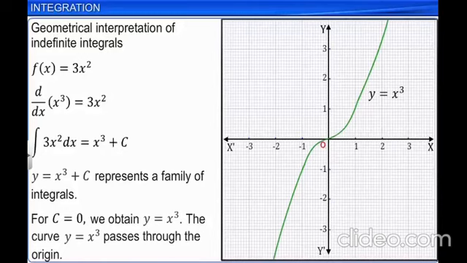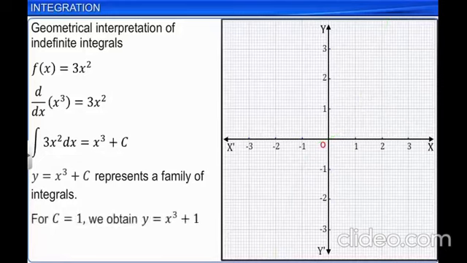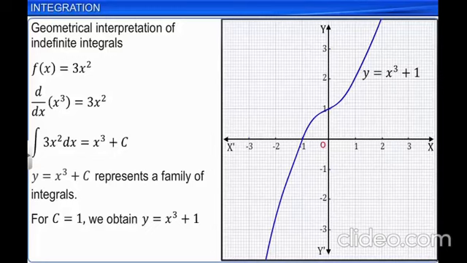For c is equal to 1, we have y is equal to x cubed plus 1. The curve is obtained by moving the graph of y is equal to x cubed 1 unit along the y-axis in the positive direction. For c is equal to 2, we have y is equal to x cubed plus 2. The graph is as shown here.